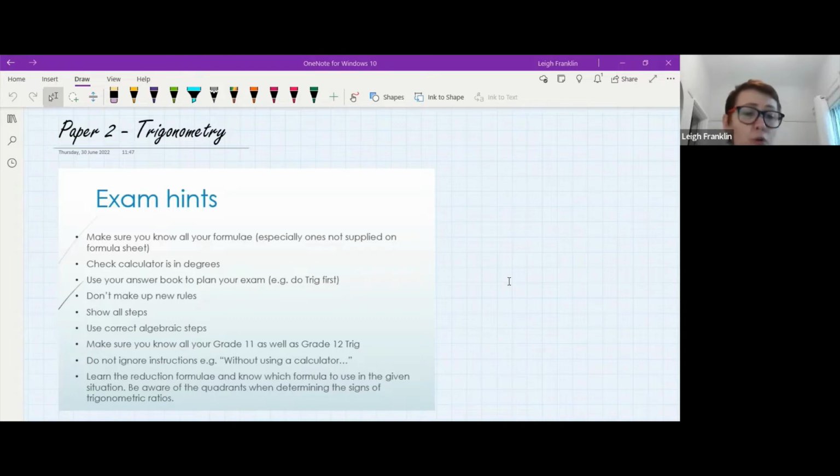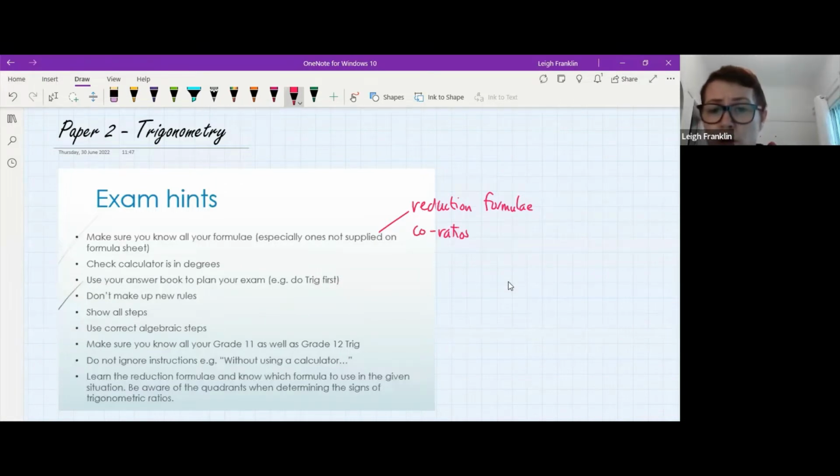Also, make sure you know your co-ratios. So here, when I'm talking about things that you need to know, let's just write this down for you guys. So reduction formulae, your co-ratios. You know what I mean when I say your co-ratios. In other words, if you have the sine of 90 plus theta, for example, you need to learn that that's equal to cos theta, etcetera.